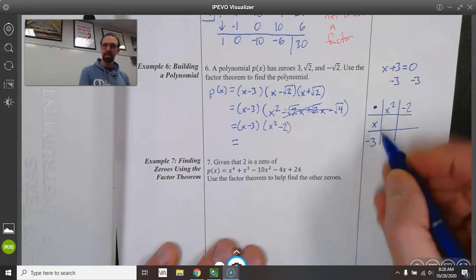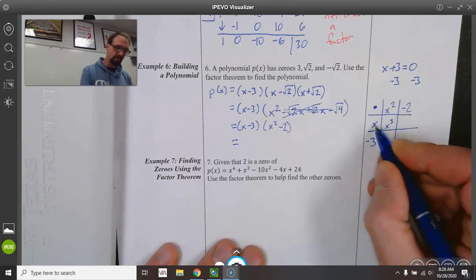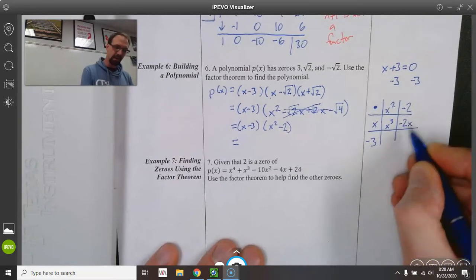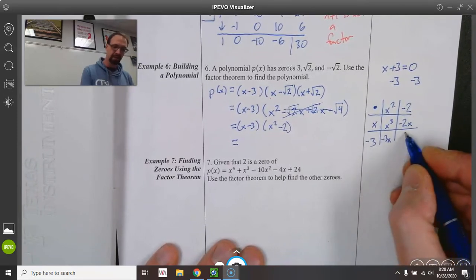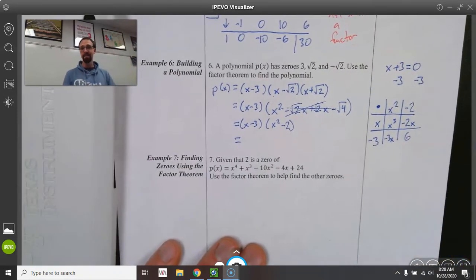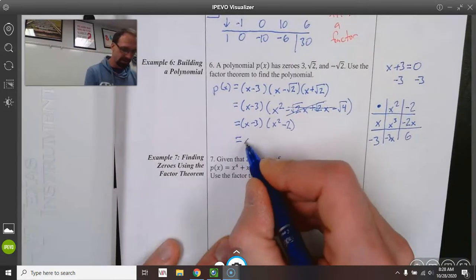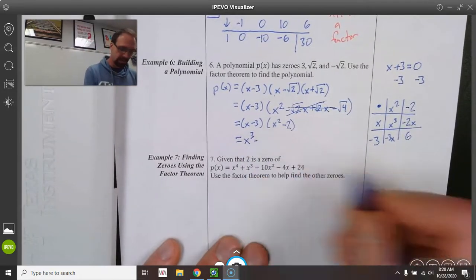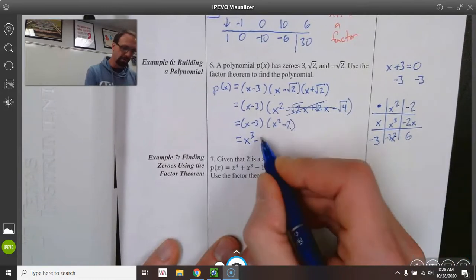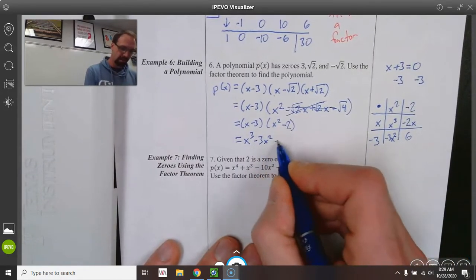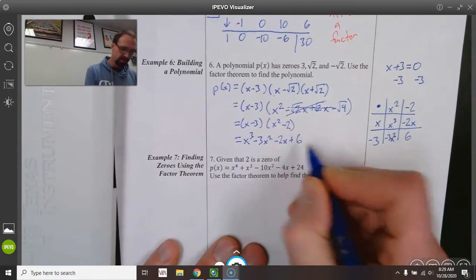X squared times x is x cubed. X times negative 2 is negative 2x. Negative 3 times x squared is negative 3x squared. Negative 3 times negative 2 is a positive 6. Now I just list these out in order from greatest to least. X cubed minus 3x squared minus 2x, and then plus 6.